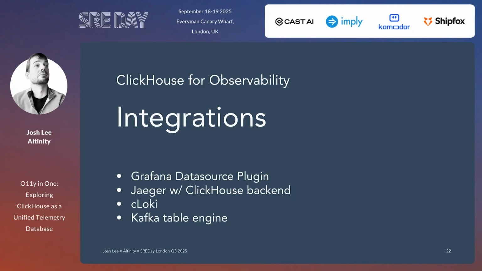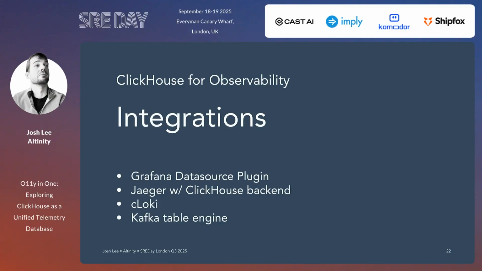Jaeger can use ClickHouse as the backend. So if you're using Jaeger for your distributed tracing and you want the performance of ClickHouse, you can spin up a ClickHouse instance and point Jaeger at it, and then you get all of that beautiful performance. There's an older tool called CLoki. This has actually become a new thing called Querying, which I'm going to talk about in a little bit.